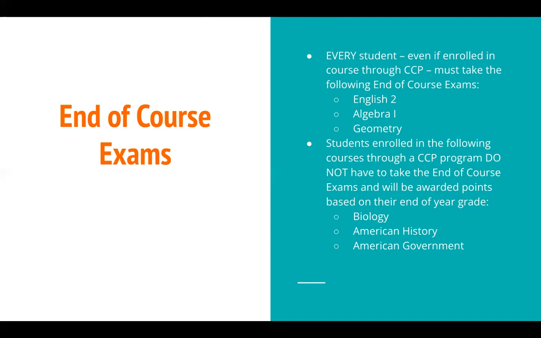For biology, American history, and government, that is not the case. If they take any of those classes through a CCP program, we are able to take the grade that they received in that course and turn it into a score equivalent for the end of course exam. So those tests the students do not have. So really, we need them to take their English 2.